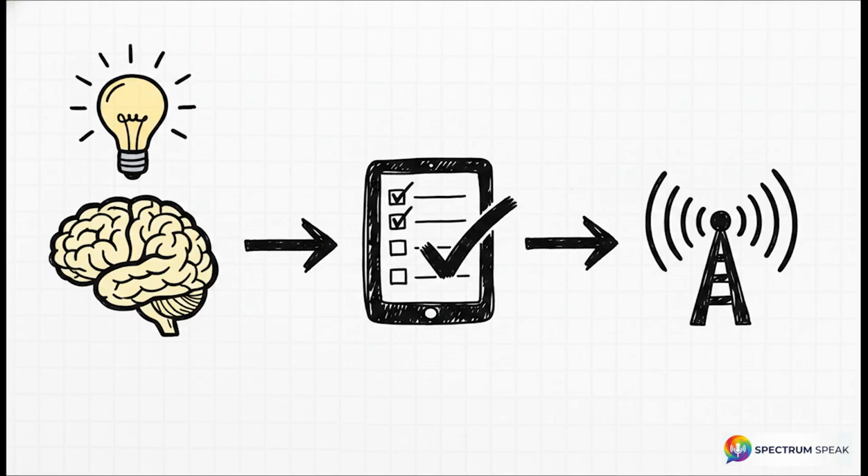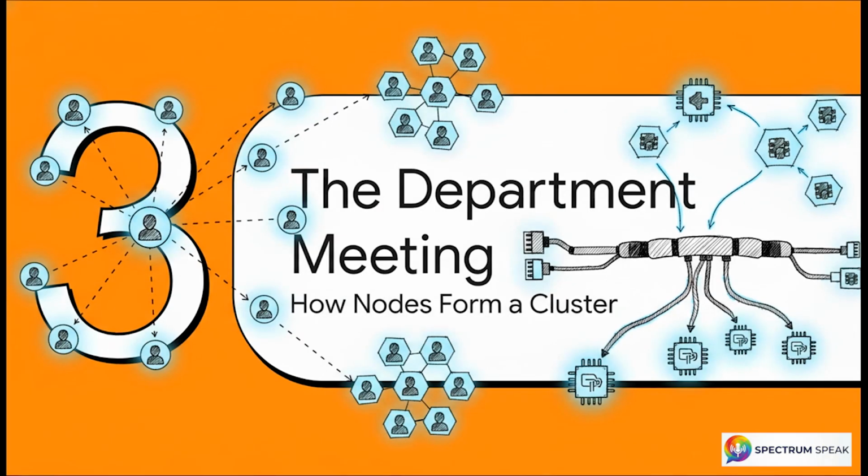It takes that message and packages it perfectly, using the right grammar so everyone else can understand it. And finally, the transceiver. That's the messenger. It's the physical hardware that actually turns that digital message into electrical signals and sends it out on the wire. Okay, so we get how a single employee, a single node, is built.